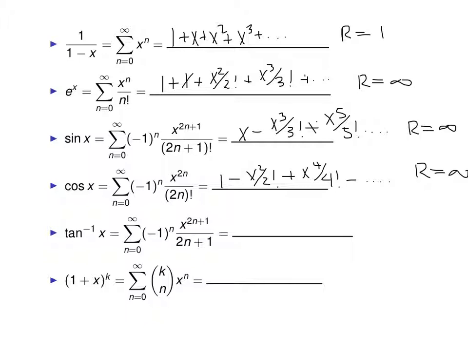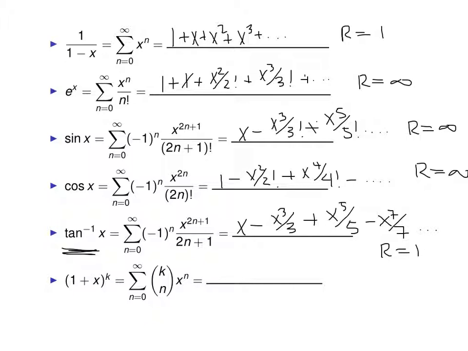Inverse tangent's Maclaurin series we found in a previous section using a manipulation of the geometric series and integration. This is given by alternating, and the first term is x. So x minus x cubed over 3, notice no factorial, plus x to the 5 over 5, still no factorial, minus x to the 7th over 7, etc. It has radius of convergence 1.